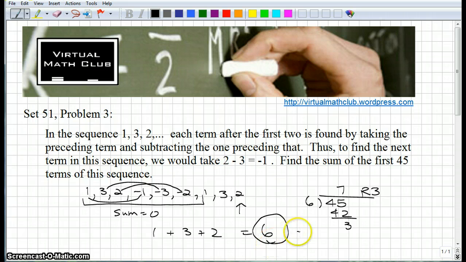So that's our answer: the sum of the first 45 terms is just going to be 6, because most of those terms cancel out except for the last 3. All we really need to know is the sum of the last 3, and the sum there is 6.